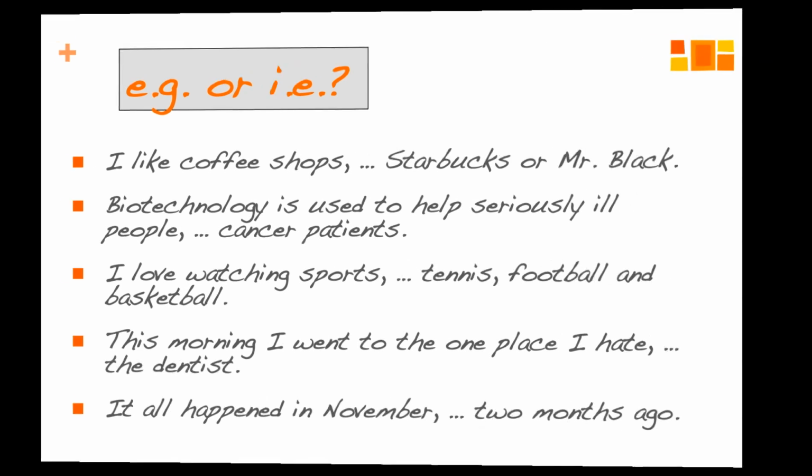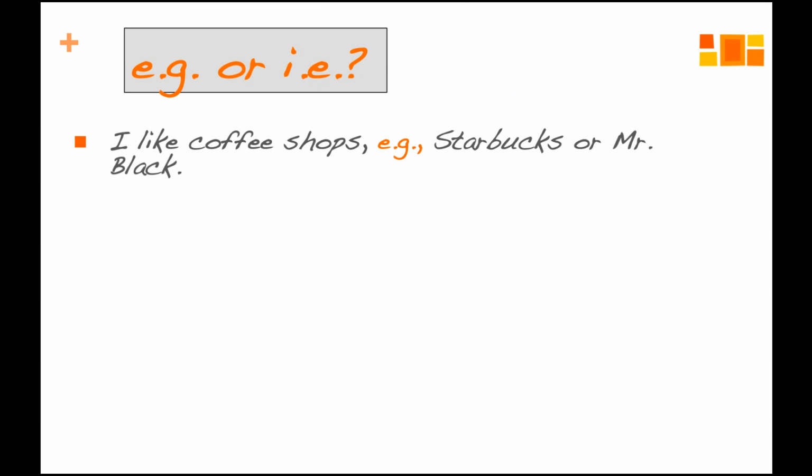All right. Let's start with the first sentence. I like coffee shops, e.g. Starbucks or Mr. Black. I like coffee shops, for example, Starbucks or Mr. Black. There's lots of more coffee shops, obviously. I'm picking out 2 examples out of all the coffee shops I like. For example, don't forget the comma. I like coffee shops, e.g., Starbucks or Mr. Black.